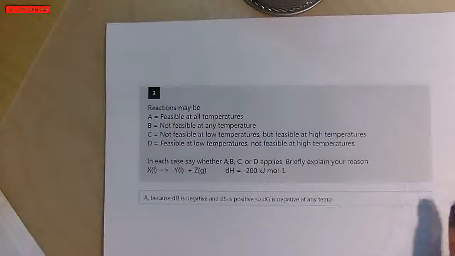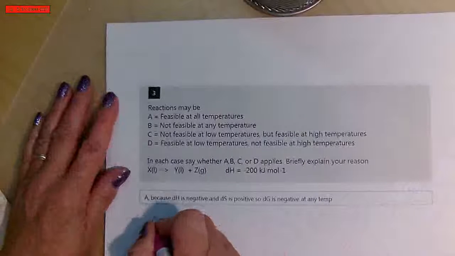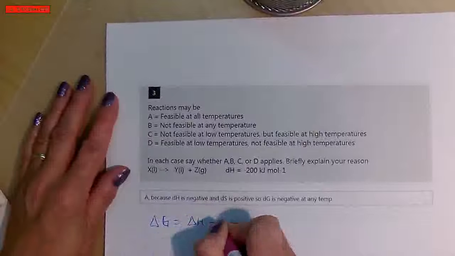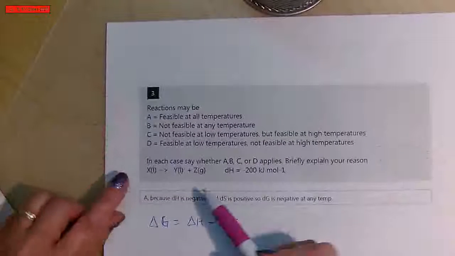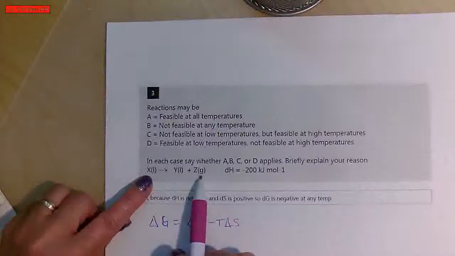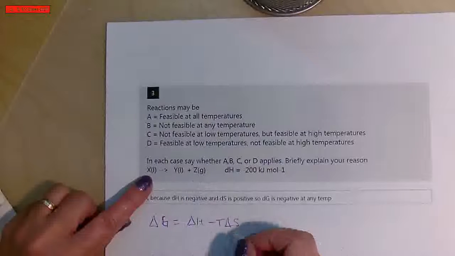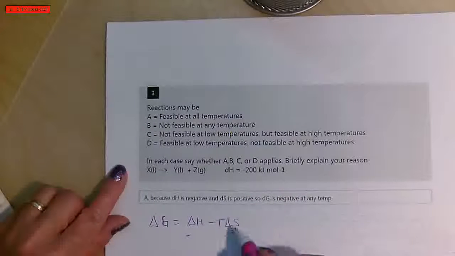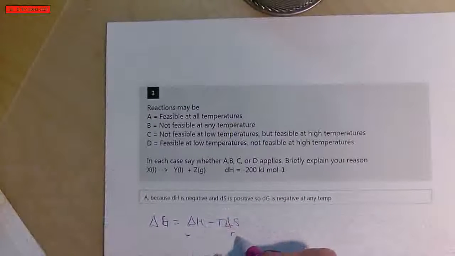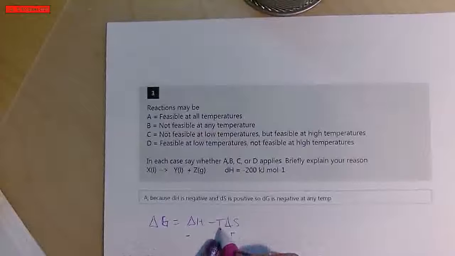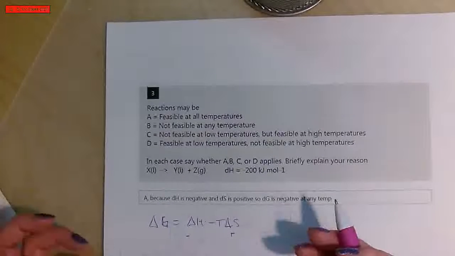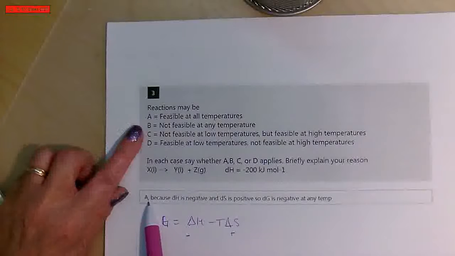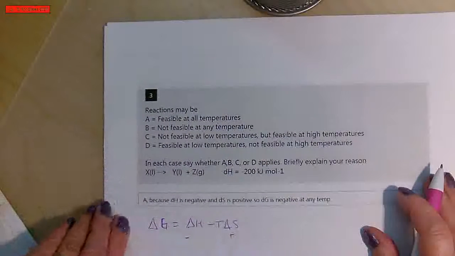Okay, number 3. Again, we're going to consider delta G equals delta H minus T delta S. We can see here we've got a liquid going to a liquid and gas, so delta S is going to be positive. We can see delta H is negative. This whole term here is always going to be negative, so regardless of the temperature, we're always going to have a negative delta G. So the answer to this is it's feasible at all temperatures, which is A.